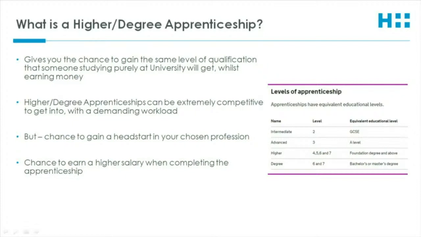For a degree apprenticeship, it will be 6 or 7, and most people will be starting at 6 and doing the equivalent to a bachelor's degree. So that's what we talk about when we talk about level 6, level 7.